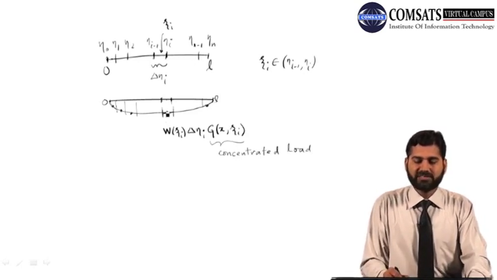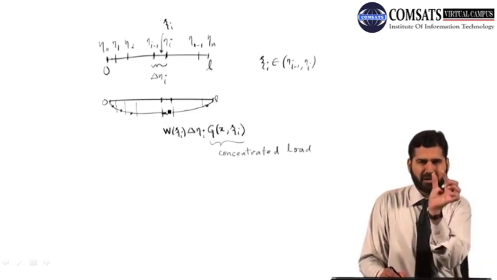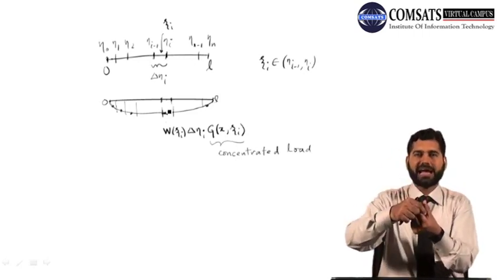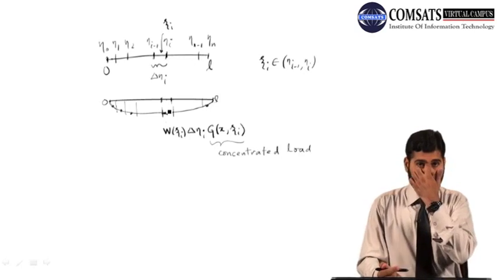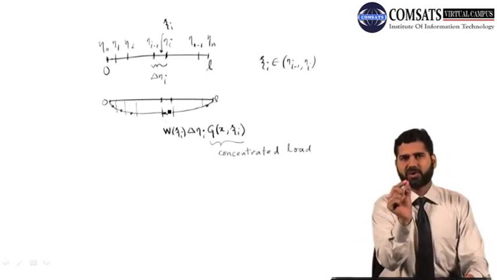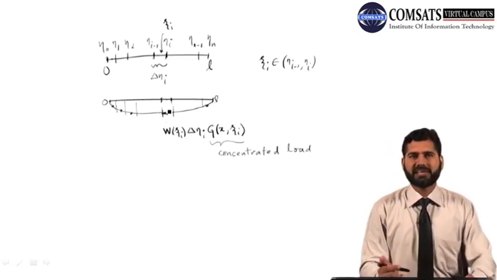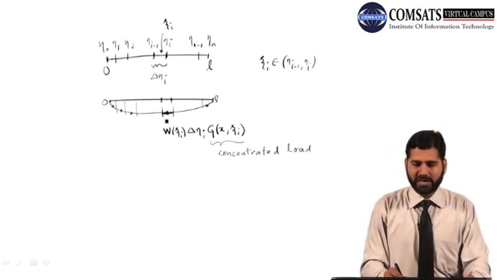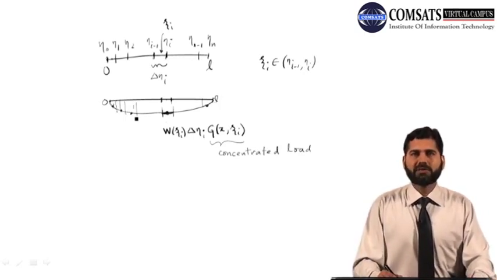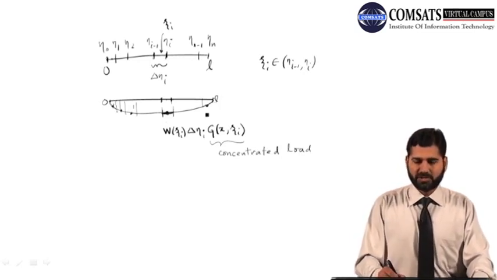So what I'm saying is the distributed load on the small interval can be approximated by the concentrated load at one point of that interval, because the interval is so small that the distributed load is almost the same as the concentrated load, and we can do this in each interval. So in each interval we have approximated the distributed load by the concentrated load.